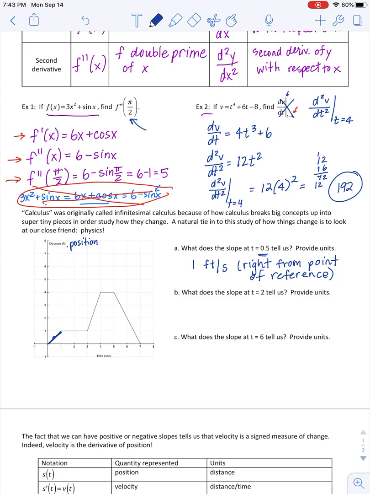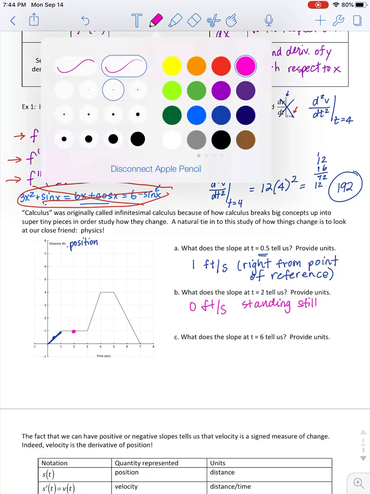So how about the slope at 2? Changing colors here. So the slope at 2 is this moment right here. The slope at that point is 0. And what we would expect to see is that this graph is not getting higher and higher. It's not gaining any position or gaining any distance. So in this particular moment, the object is standing still.